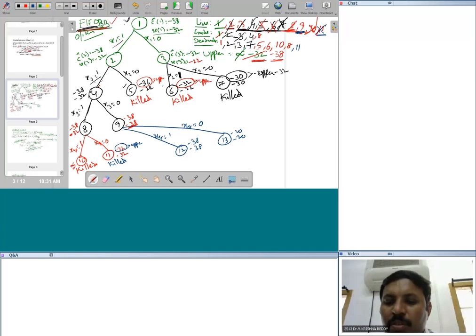Update upper is possible? U of x is less than upper? No. Here, U of x is less than upper? No. Update of the upper is not possible. Next, kill node. What is the condition on the kill node?